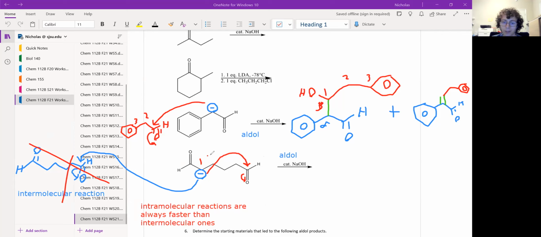And then I would recommend numbering the atoms from nucleophile to electrophile. When you do that, numbering from the enolate to the carbonyl carbon, you see it's 5 carbons, so we're going to form a 5-membered ring.